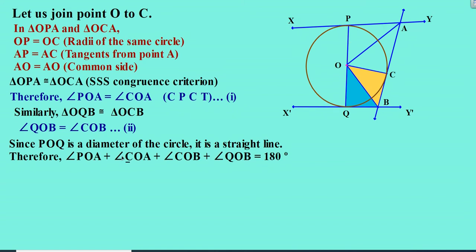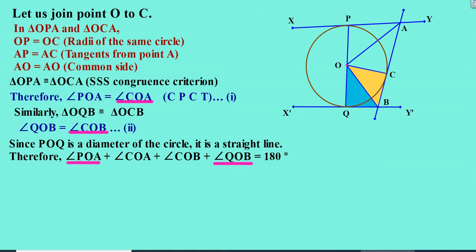Now, instead of angle POA, you can write angle COA, because from equation 1. Similarly, instead of angle QOB, you can write angle COB from equation 1. So what will you get? Angle COA plus angle COA, 2 angle COA. Similarly, angle COB plus angle COB, it is 2 angle COB.